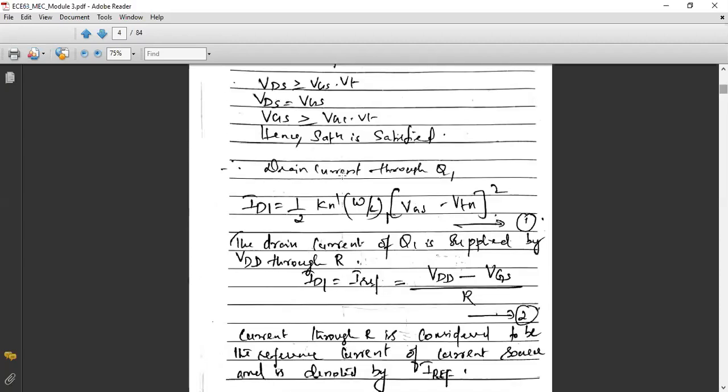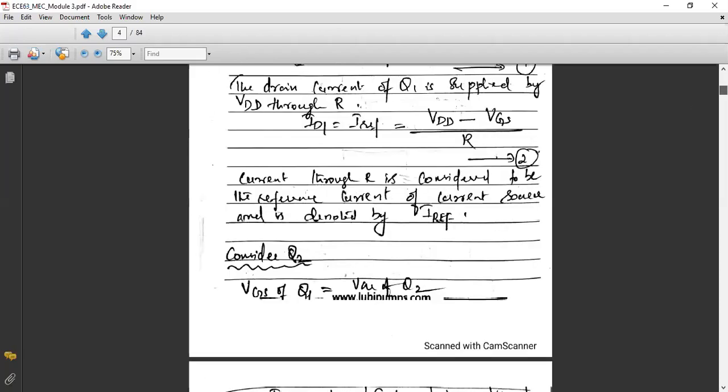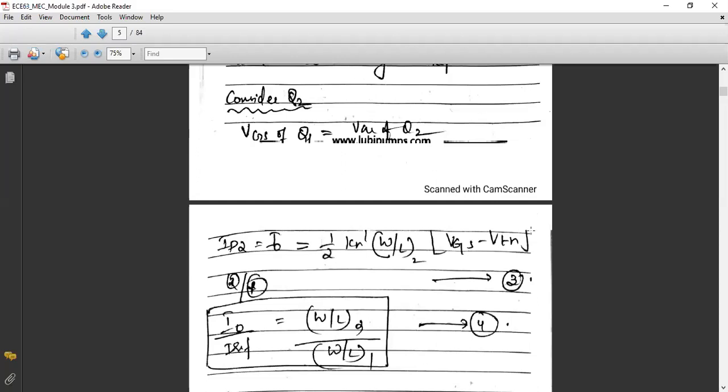Again, the same equation we will write. You have to learn this equation by heart. This is the actual drain current equation for any saturated transistor. So what is the difference? Instead of putting ID1, you will put ID2: half Kn dash W by L 2, because the second transistor's aspect ratio we have to focus on, into VGS minus VTN the whole square. Here a square is missed. Here you have a square.